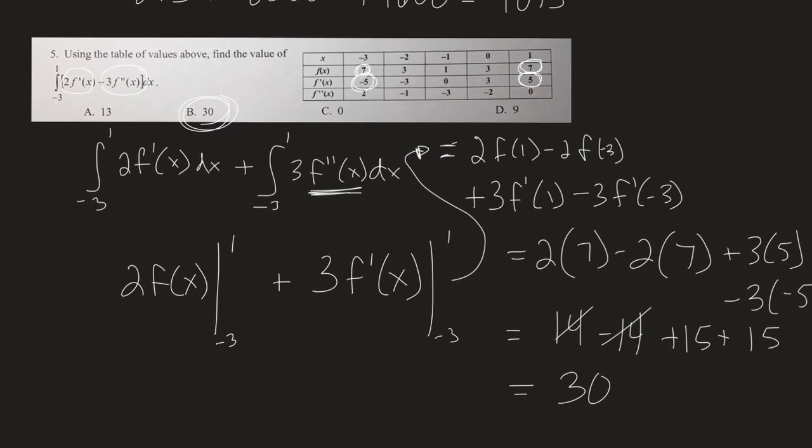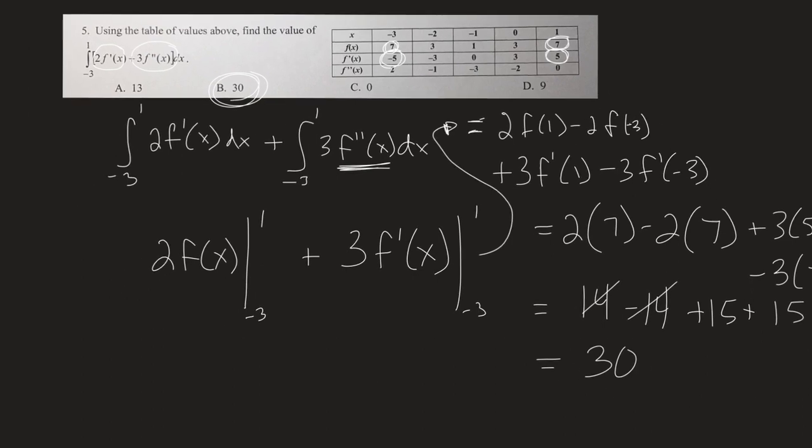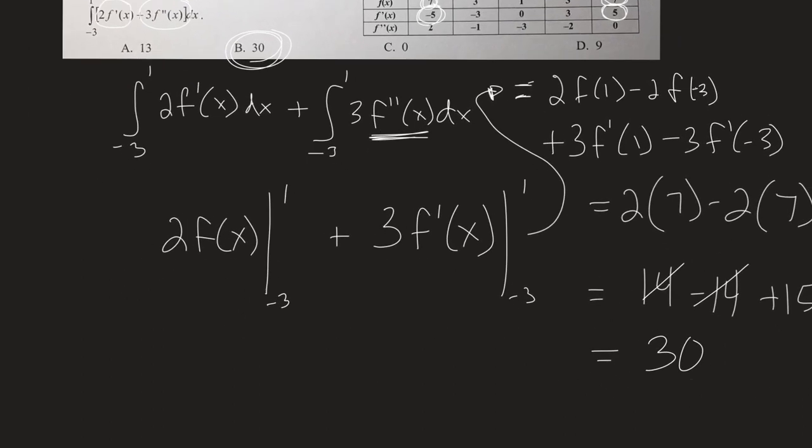Okay, so you take the antiderivative and you lose, right? Oh, you lose a prime. So the antiderivative of f prime is f, and the antiderivative of f double prime is f single prime. Okay, on to number 6.